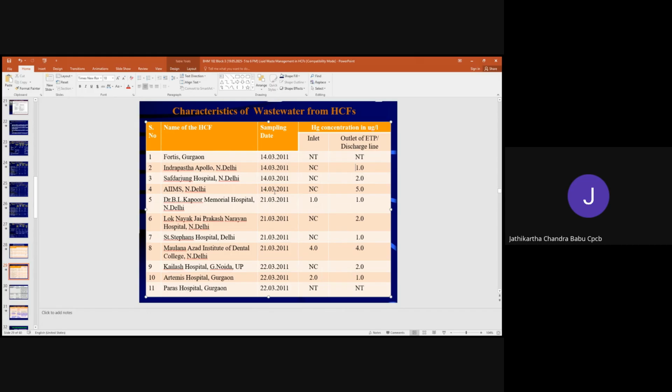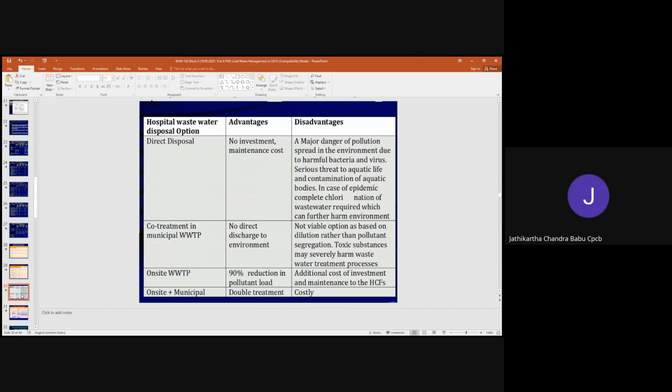Now, if you go and see the mercury levels in hospitals, you may not find it, because nowadays mercury is not at all used. There are various methods. Direct disposal, no cost is there, therefore you can discharge, no maintenance cost. Whereas with co-treatment along with the sewage treatment, there is no direct discharge to the environment, but you are ensuring treatment through the municipal wastewater treatment plant. Of course, this method is allowed wherever these wastewater treatment plants are there as a part of end of the pipeline treatment in any city.